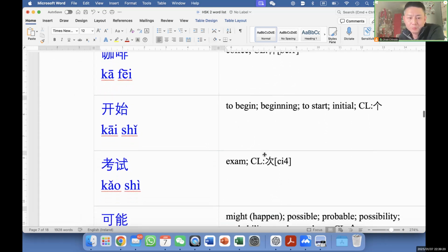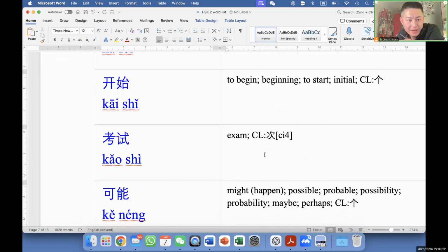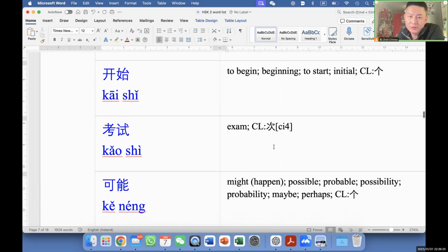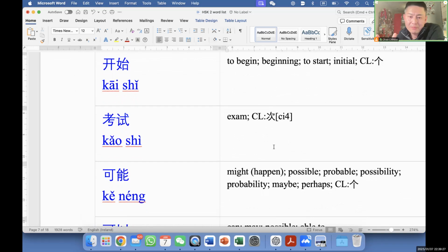Okay, you see that. 考试, exam. 试 is test, 考 is exam. If you want to use the verb form, you cannot use 考试 as a verb in some cases. You see, 我考试了. Yes, you can. I had an exam. But you cannot use it to mean to examine somebody, like a transitive verb.